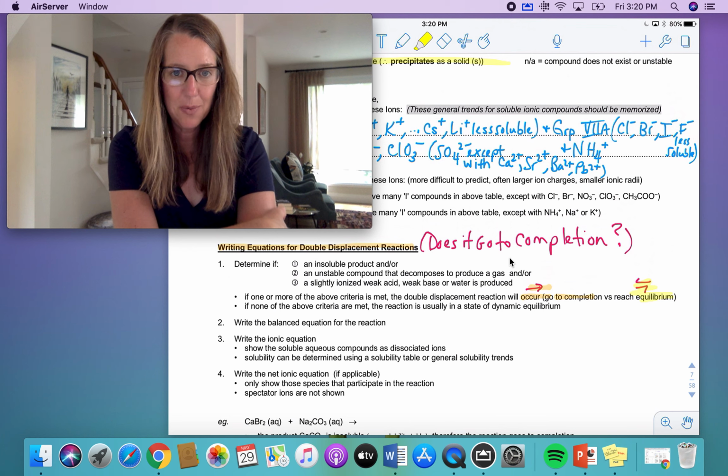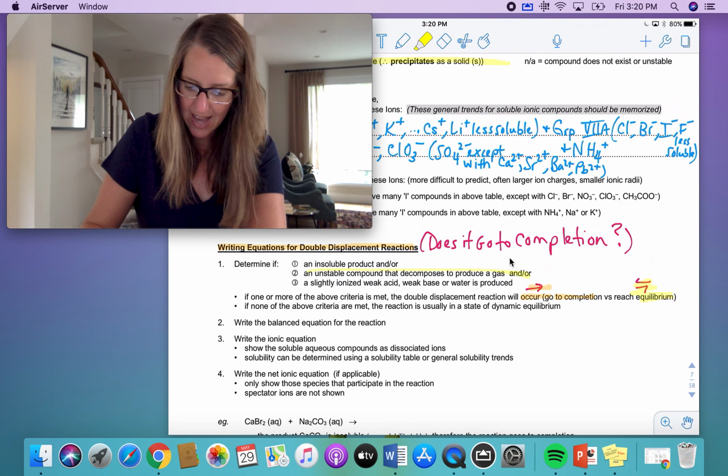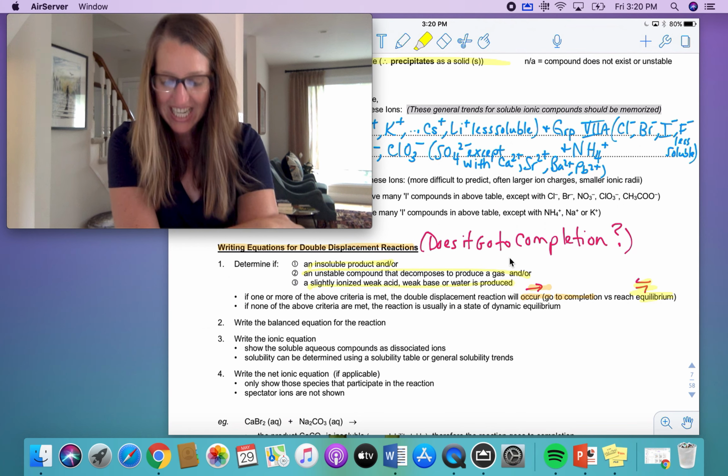So for double displacement reactions, we're going to determine those 3 things. Does it make an insoluble product? Does it make an unstable compound that produces a gas? Or does it produce a slightly ionized weak acid or base or water is produced?